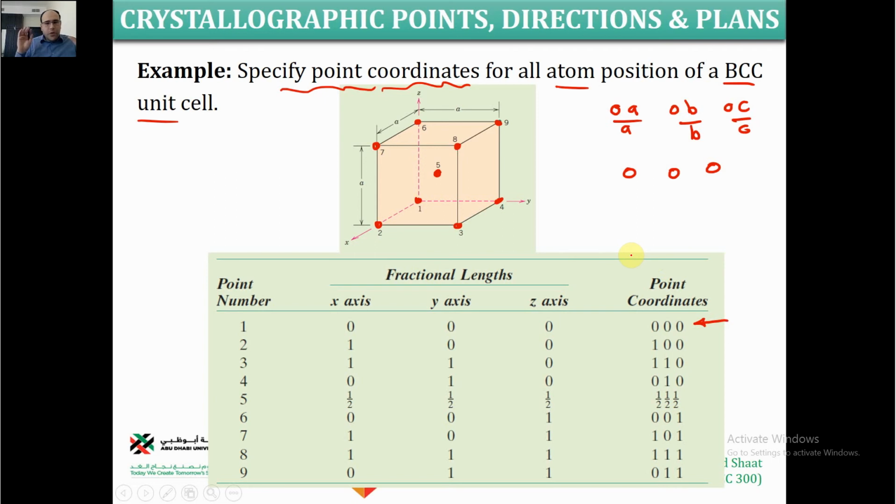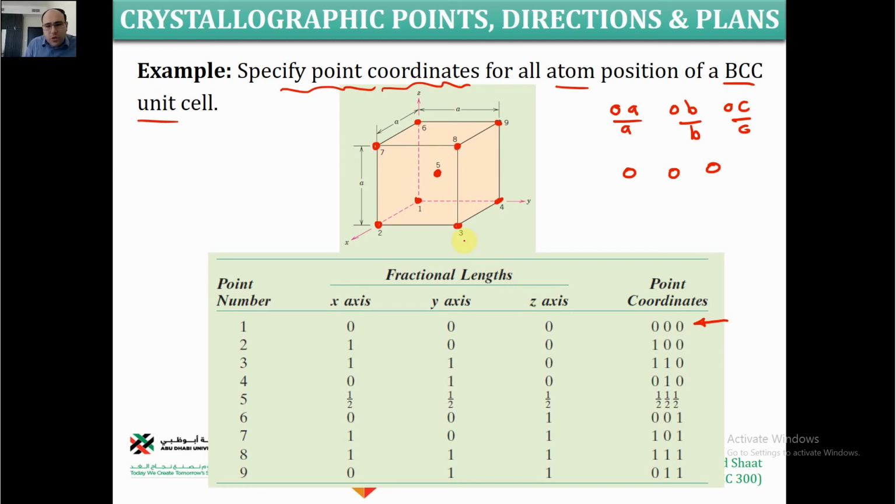Very simple. There is no brackets, there is no commas, there is no square bracket, parentheses, there is nothing. Just put the numbers or the fractions next to each other, and that's it. And that is fine. Every one of these numbers is known as an index for this crystallographic point. Every index of this crystallographic point could be an integer value, it could be a fraction. It doesn't matter. Make sense?